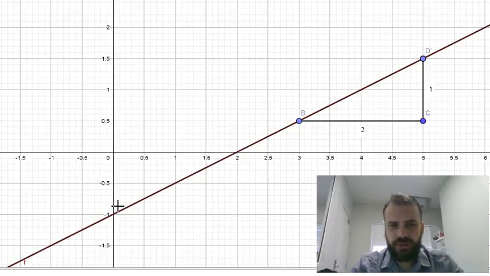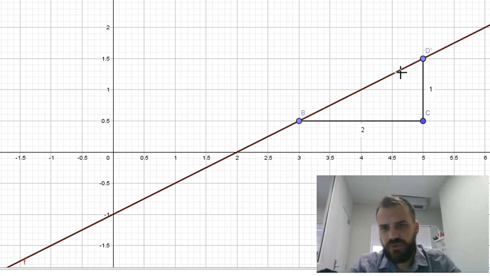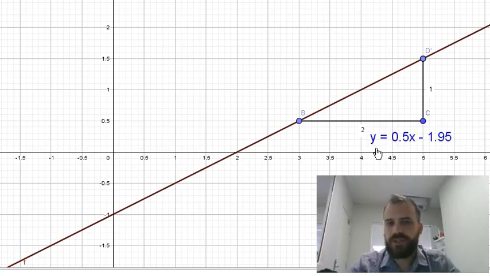Now I've got a line here and I've just drawn in a triangle to show you that the gradient of this line, rise over run, is equal to 1/2. So the gradient of this particular line is 1/2, and we can show it here. The equation of this line is y equals 0.5x minus 1.95. That's a gradient of 1/2.